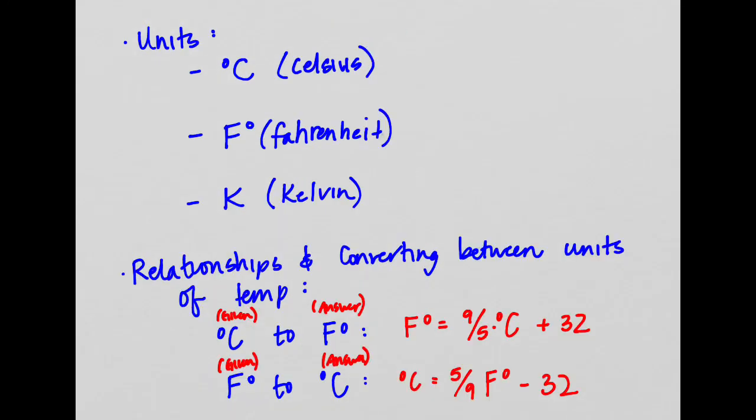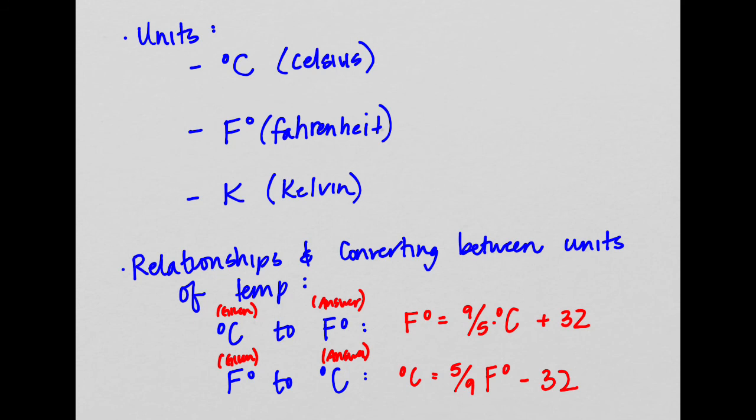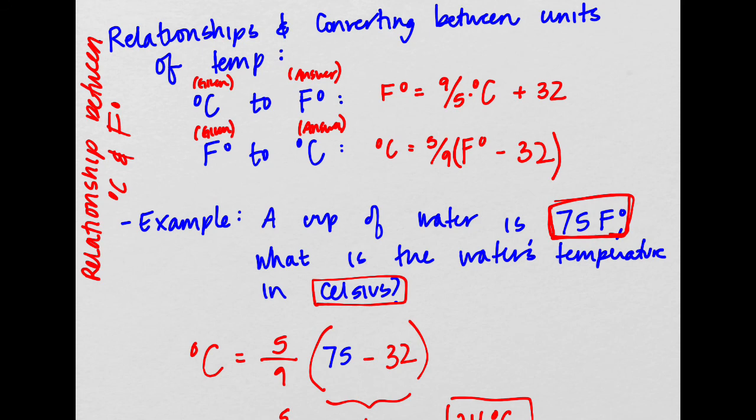And finally, we looked at the different units that we can use to measure temperature. We said there are 3 main units that we're going to need to know and be able to convert between: Celsius, Fahrenheit, and Kelvin. Then we looked at the relationship between converting Celsius and Fahrenheit. If we're given Celsius and we want to go to Fahrenheit, we use this equation. And if we're given Fahrenheit and we want to go to Celsius, then we use this equation. And remember, it's very important that we put the parentheses in here first, and we do the parentheses first, otherwise we'll get the wrong answer.